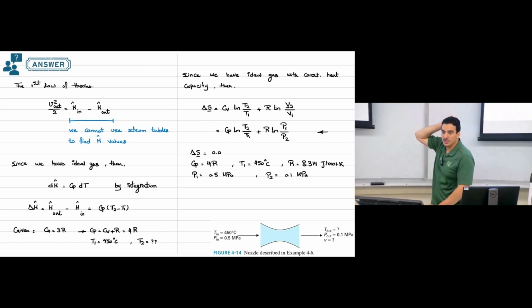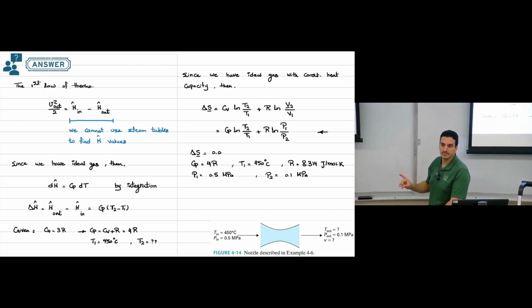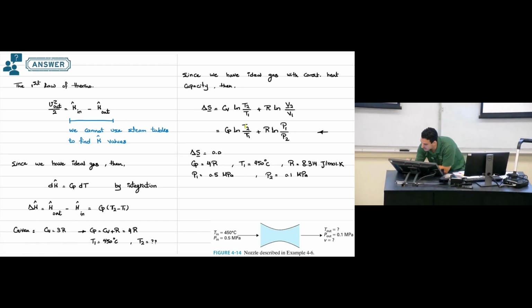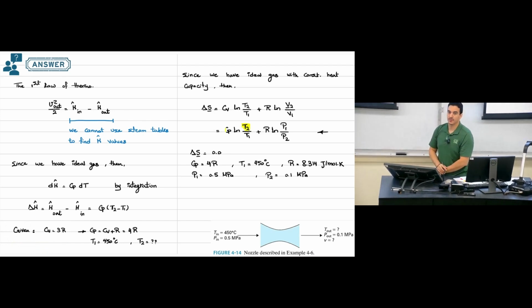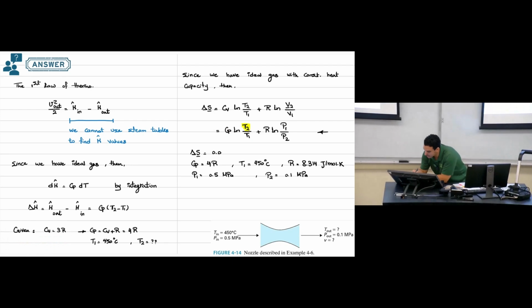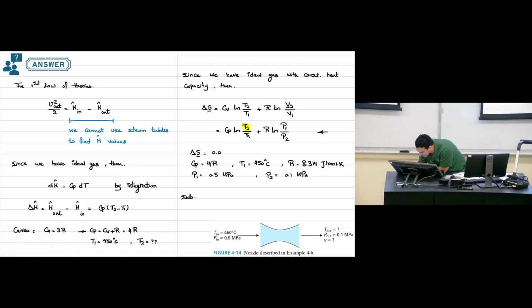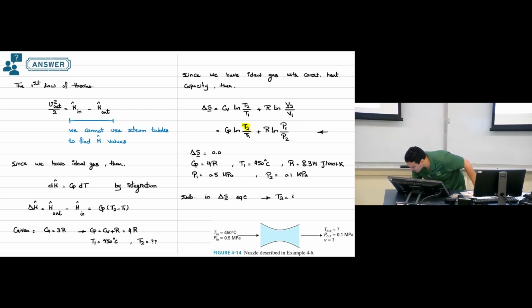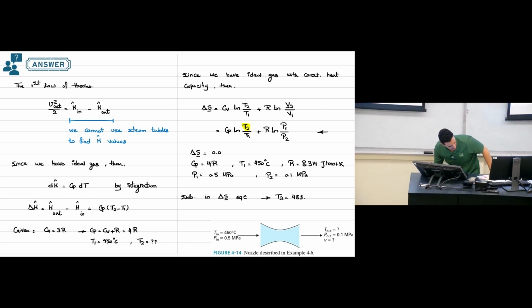So if you substitute in the entropy change equation, what is the missing variable? What is the unknown variable in the equation now? The temperature. So in this equation here, this is the only variable that we have no idea about. So now we can substitute in this equation here. And after you substitute, then you can find T2, the outlet temperature. And the outlet temperature in this one will be 483.6 Kelvin.